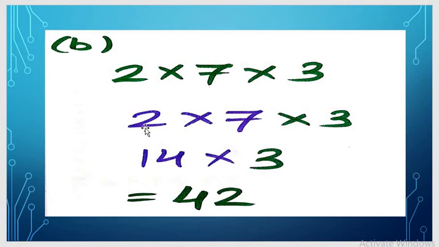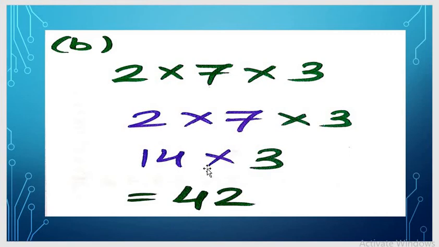We do it like any multiplication order. 2 multiplied by 7, so we can write it like that, then 3 we put as it is. First we do 2 7s, not 7 2s. 2 7s are 14, and 14 multiplied by 3, we all know the answer.